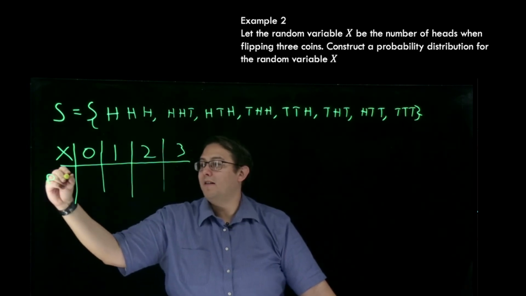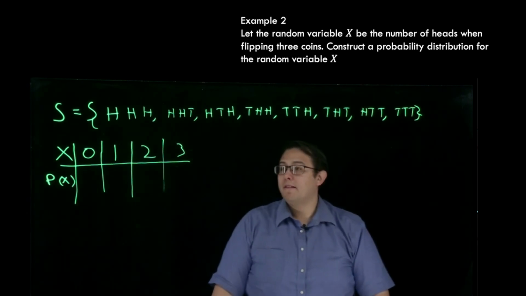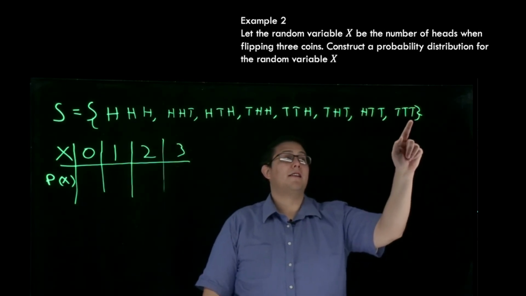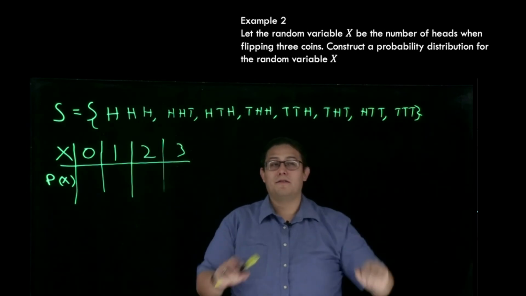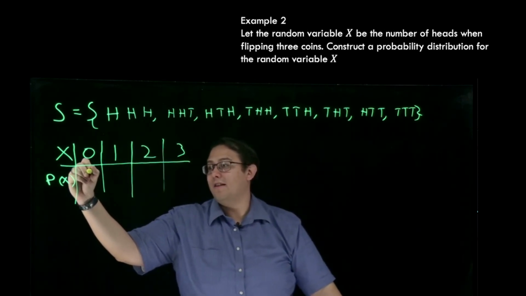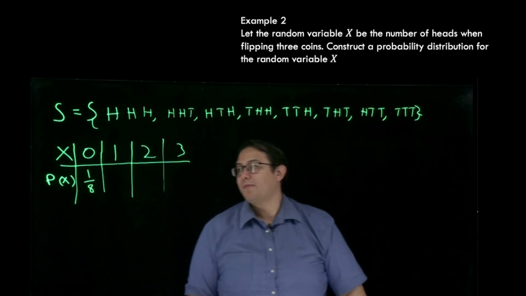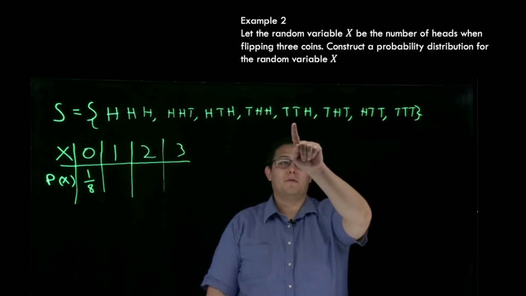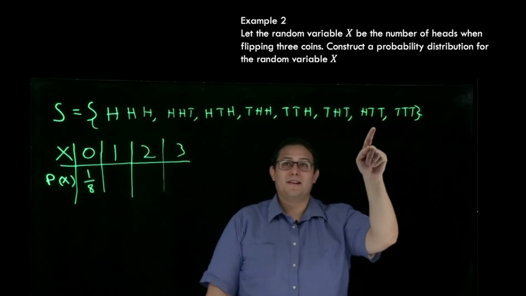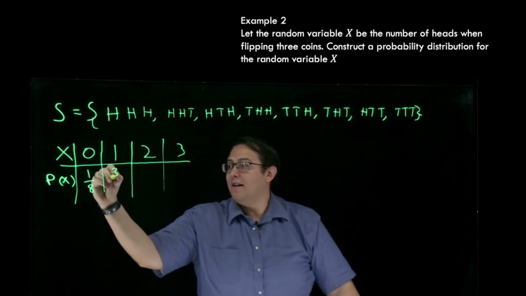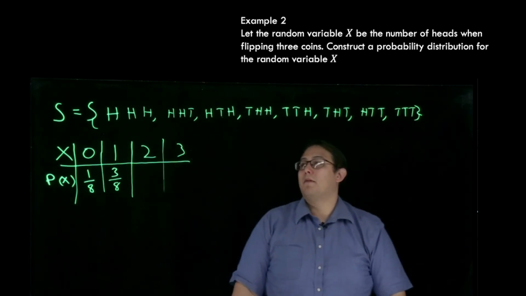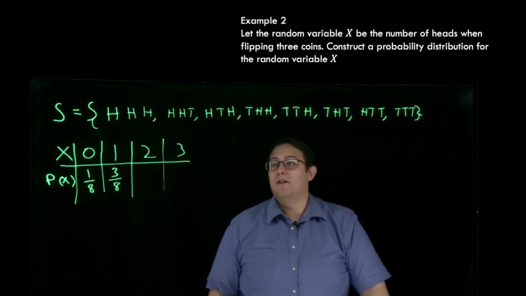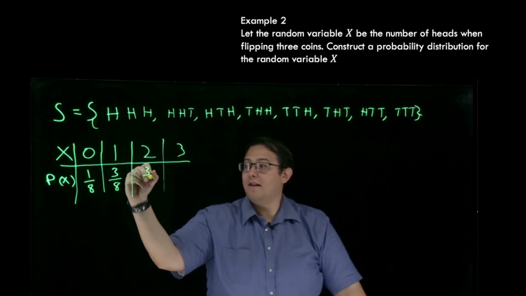And then the probabilities, P of x. So the probability of no heads would be getting all 3 tails, and there's one of those out of the total 8. So the probability of no heads is 1 out of 8. The probability of getting exactly 1 head would be one of these 3. So there's 3 of them out of the 8, so then it'd be 3 out of 8. And the probability of getting 2 heads would be these 3 here, and there'd be 3 again out of 8. So 3 out of 8.